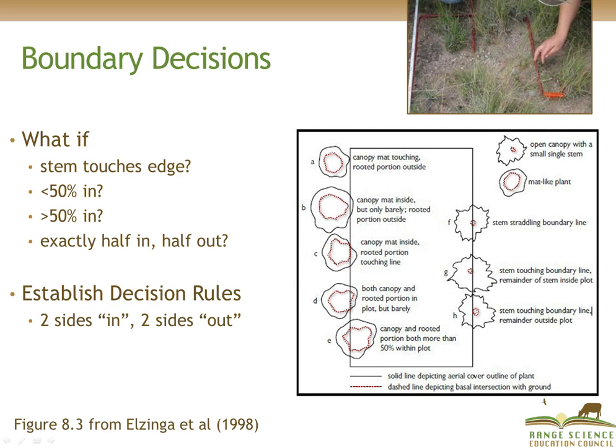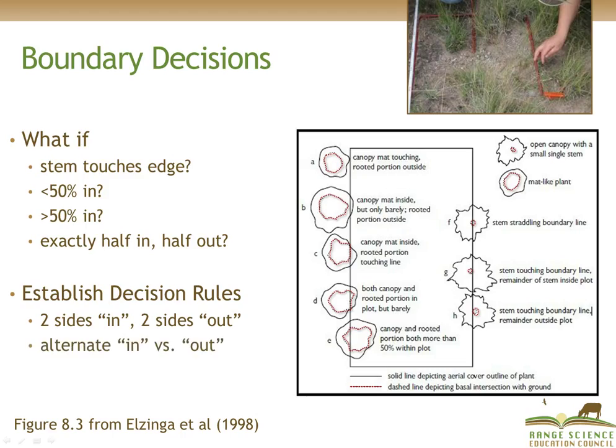And in order to balance this out, you would then say that any plant that touched the bottom edge or the right edge would be counted as out. Anytime you have to make a decision, you don't have to concern yourself with how much of the stem is in or out.